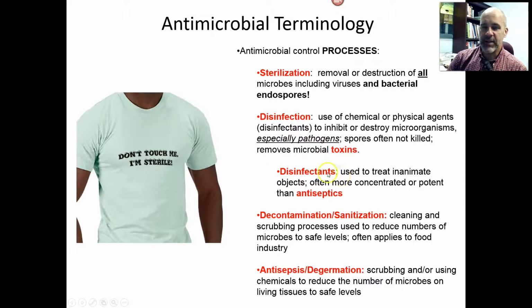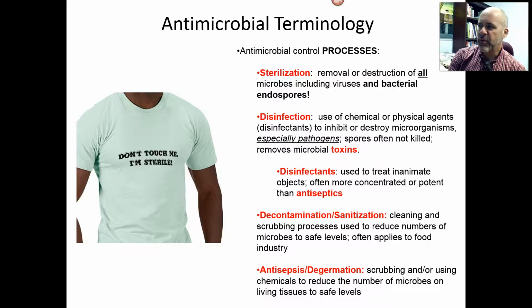Another term, disinfectant, we hear that all the time. Antiseptic, we hear that term all the time. And so these refer to chemicals, chemical disinfectants, chemical antiseptics that are used to control microorganisms. Disinfectants are used on non-living surfaces and tissues. Antiseptics are used on living tissues. So generally your antiseptics are going to be quite a bit milder than a disinfectant would be. A couple of other process terms: decontamination or sanitization. That's a cleaning and scrubbing process that's used to reduce the number of microbes down to safe levels.